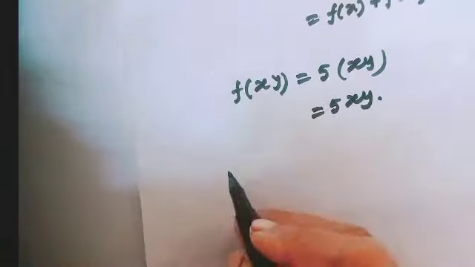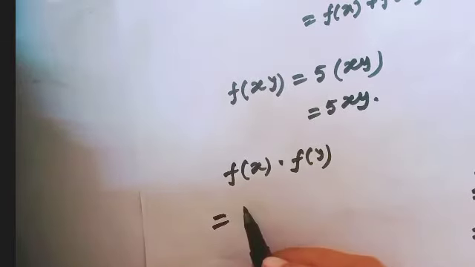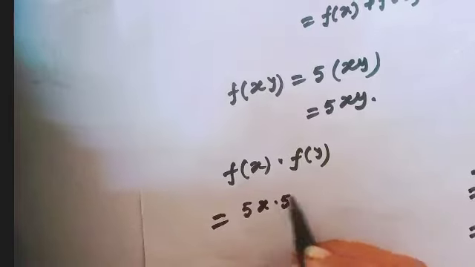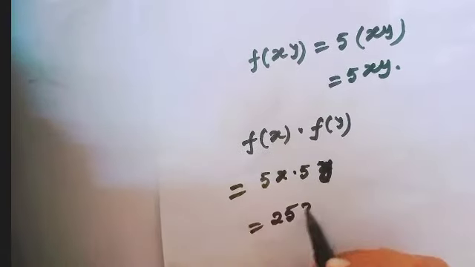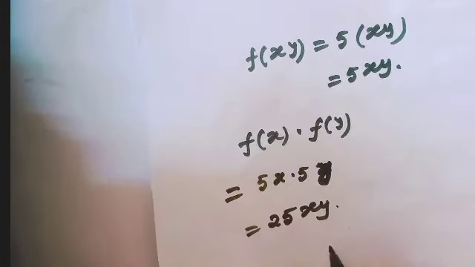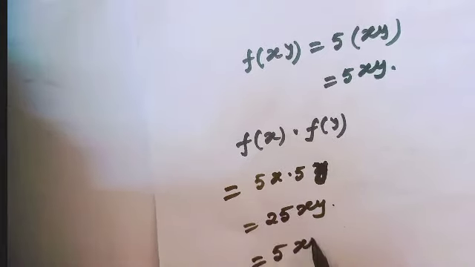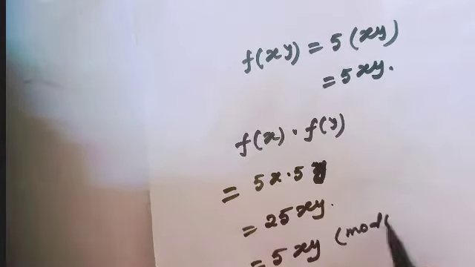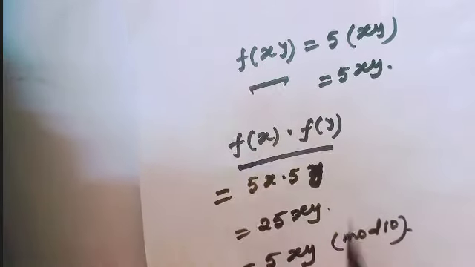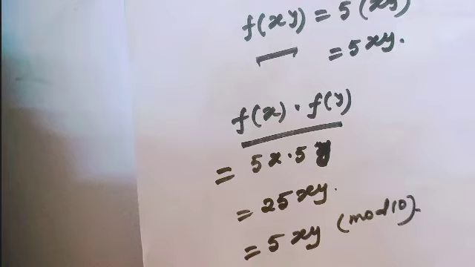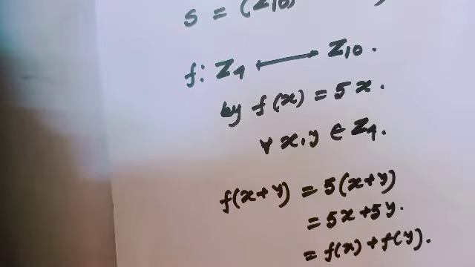and f of x times f of y is equal to 5x times 5y, and that implies 25xy, and this in modulo 10 is actually equal to 5xy in mod 10. Therefore, f of xy equals f of x times f of y. Therefore, all conditions of ring homomorphism are satisfied here. That means this mapping is obviously a ring homomorphism.